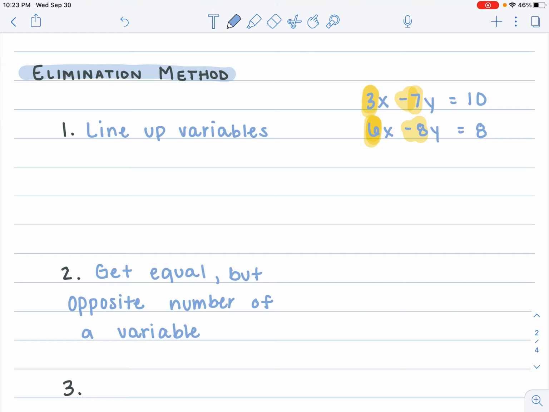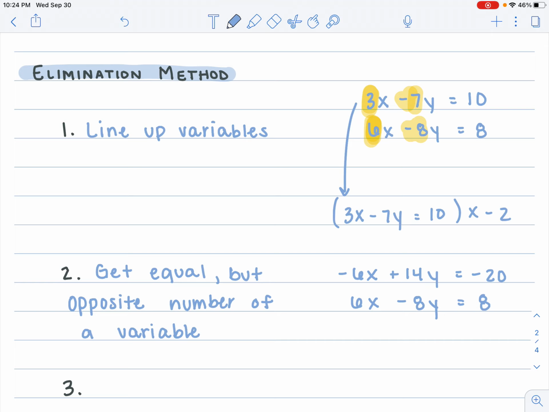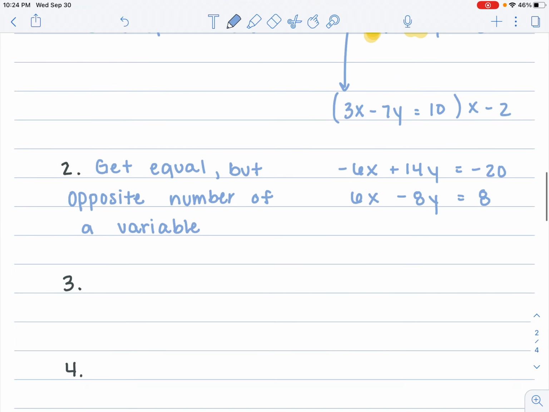So what I'm going to do is take that top equation and multiply it by -2. So what that would give me is -6x plus 14y equals -20. I'm not going to change that second equation, so it's going to be 6x minus 8y equals 8. Okay, so again, if you notice now, our x's have the same number, they're just opposite signs.